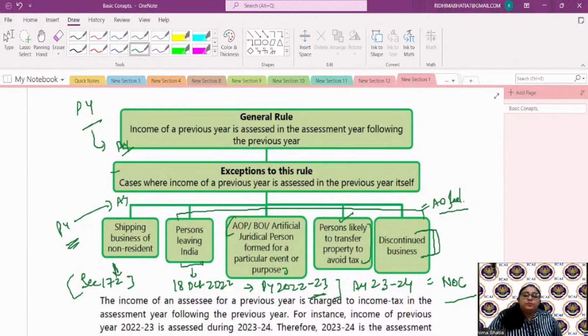One business, AOP, BOI, artificial juridical person are dissolving today, or the particular event for which they were formed is over, give us the taxes. In the previous year itself, we are not waiting for the year to end and then get the taxes. Person transferring the property, give us the taxes on it today. Business getting discontinued, give us the taxes today. We do not know how to track you later. Okay, clear?